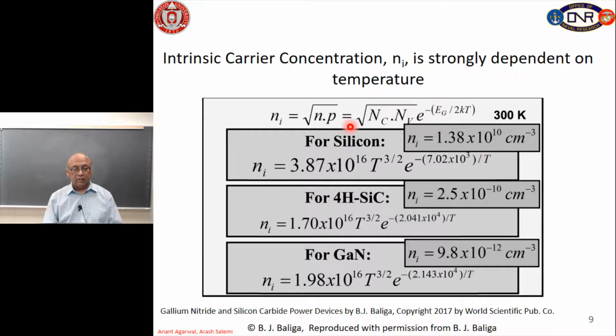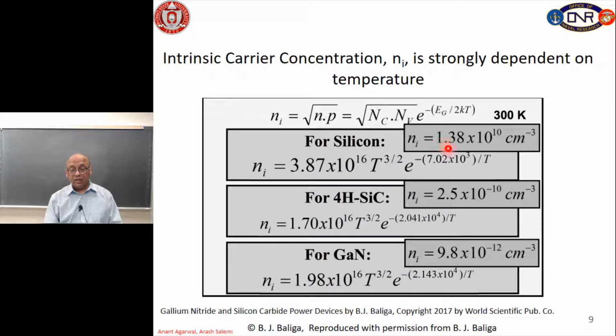So, again, Ni is given by this expression: effective density of states, and e to the power minus Eg over 2kT. The higher the band gap, the lower is the Ni, and the higher the temperature, the higher is the Ni. So, these are good expressions to have in our tool set, because we will use them to calculate Ni for different semiconductors at different temperatures.